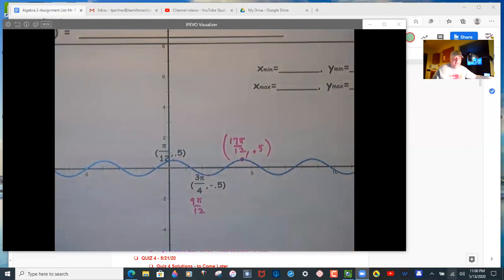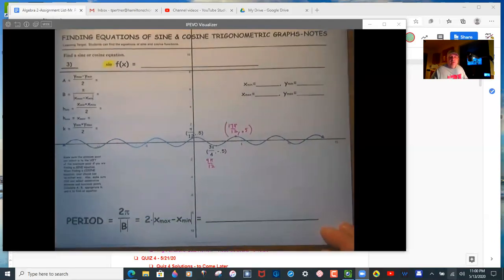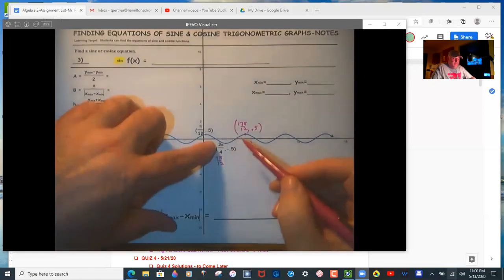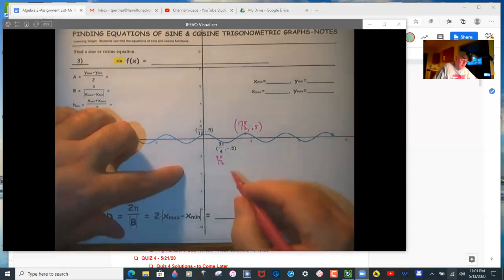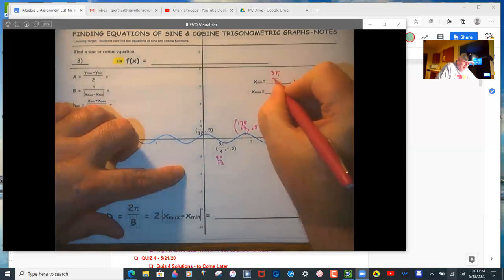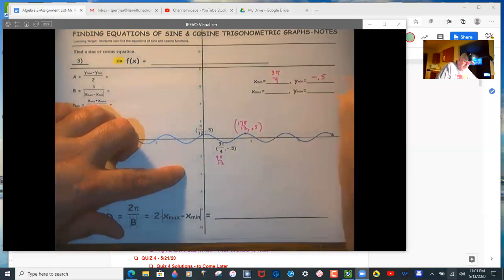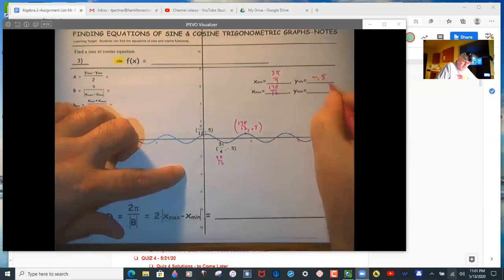Now, the reason we needed to get that is because we want a sine graph, and when you do a sine graph, listen to me: the min needs to be to the left of the max. Okay? Out and out, that's what you need to do. So our x min, y min is 3 pi over 4, negative 0.5, and then the max is 17 pi over 12, 0.5.